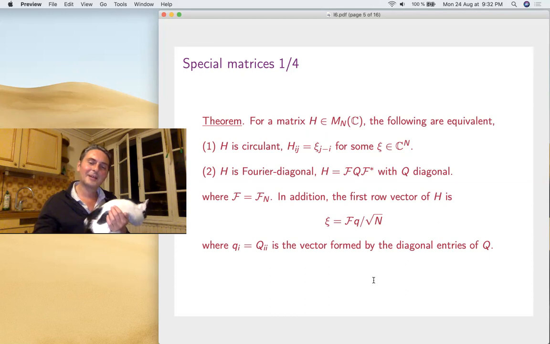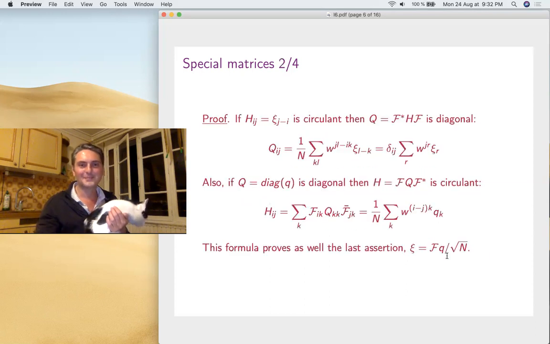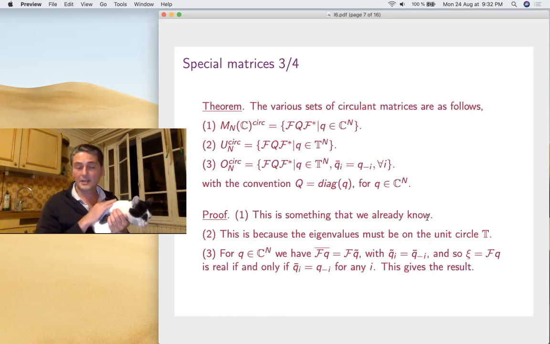So let's see how the proof goes. Well, just the same Fourier computation all the time. Use the fact that the sum of roots of unity is 0 unless the exponent is 0, where you get 1. So that's it.